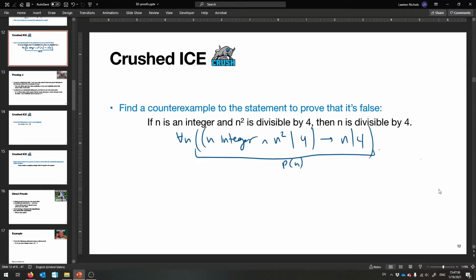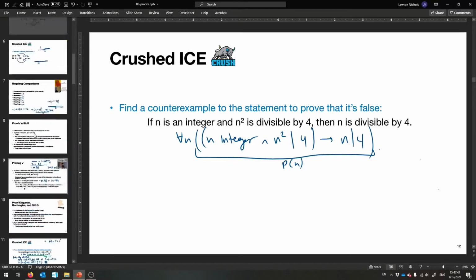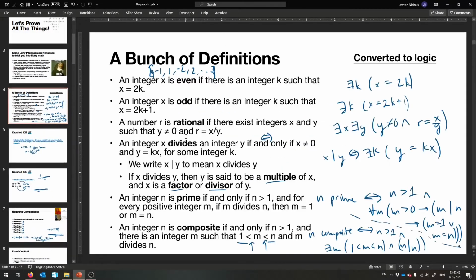That is the idea, and it's an implication, and you know your implication truth table. So give that a shot. Try and find an n such that this is false. Okay? And remember to go back and look at the definition of divisible. If you don't know where to start, it's usually very useful to go back to the definition of all the things that are in your proof.